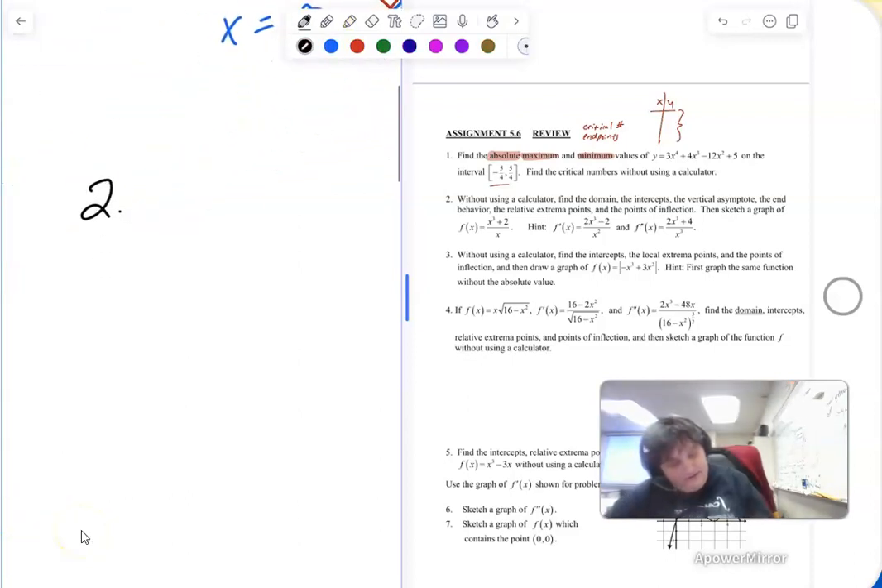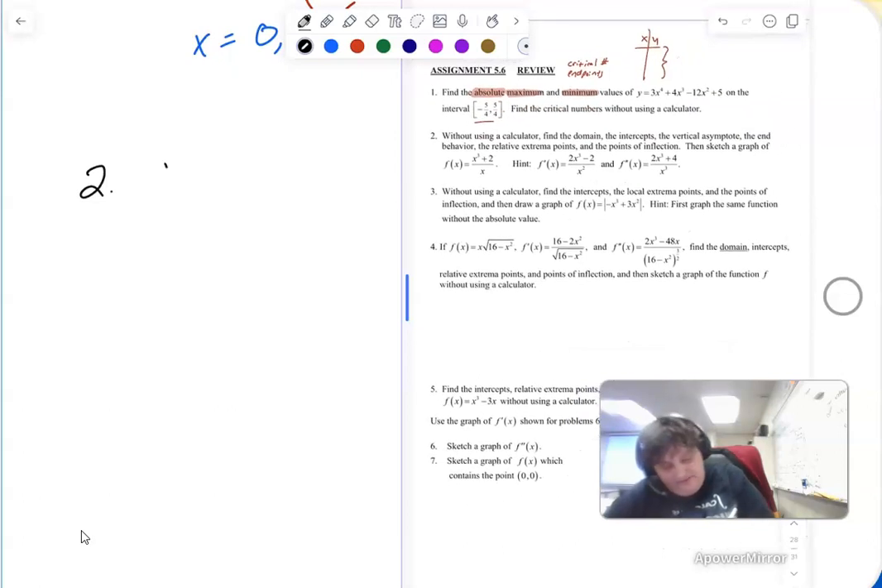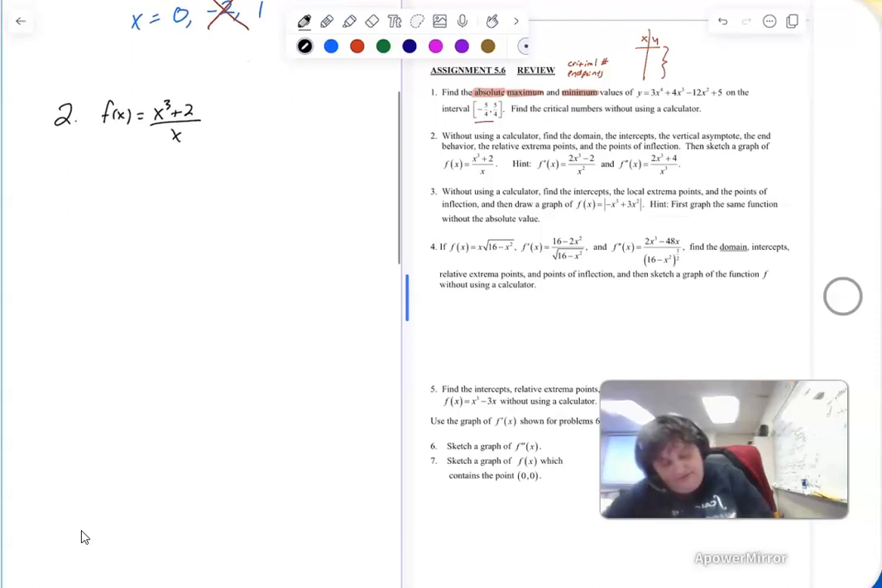All right, you guys, let's go ahead and look at number 2. This asks us for a lot of stuff, but the kind of nice thing is it gave us these derivatives. It lets me have a minute to not have to calculate each one by quotient rule and simplifying whatever.